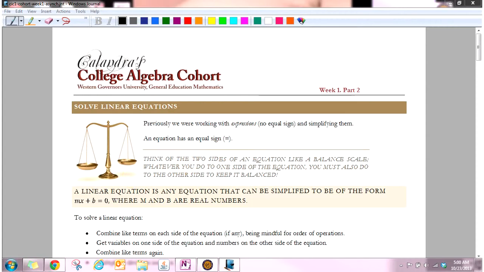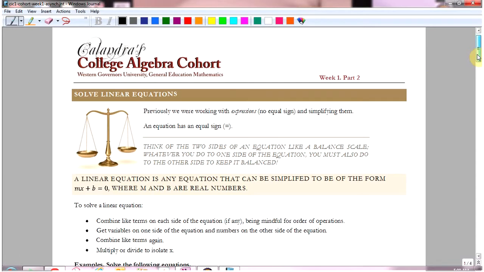Whatever you do to one side of the balance or the equation, you have to do to the other side, so that way you keep the two sides balanced. So that's going to be the key to keep in mind when you're solving any type of equation.